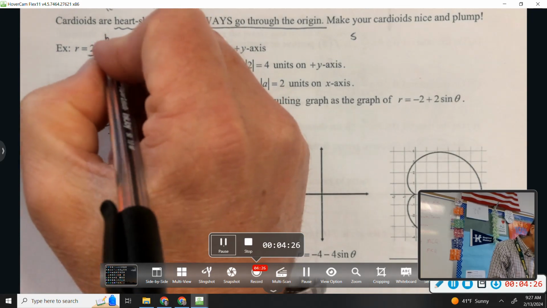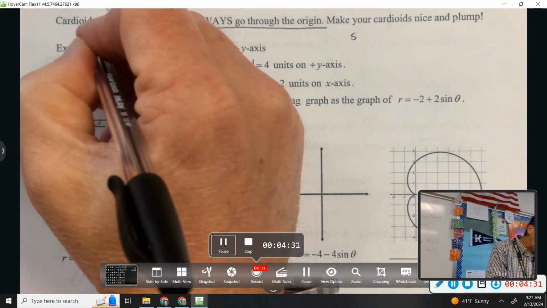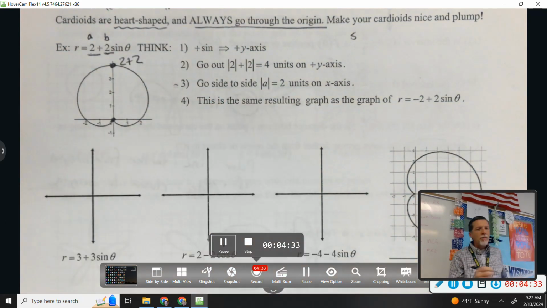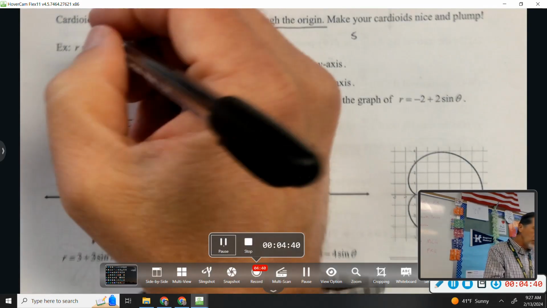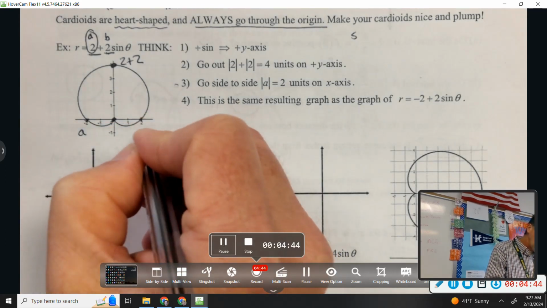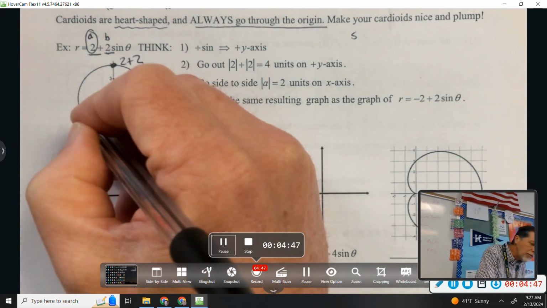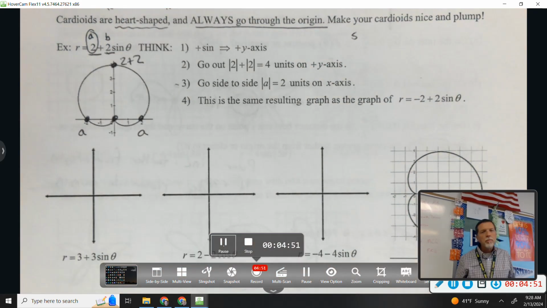So this b is like the main axis of the problem. For this one, it's the y-axis. You've got to be careful because when you switch sine to cosine, it switches what a and b do. A is sort of the other axis, so we'll go out a on either side, and those will be our 4 key points. And again, you don't play connect the dots with those. You have to fit a cardioid to those points.